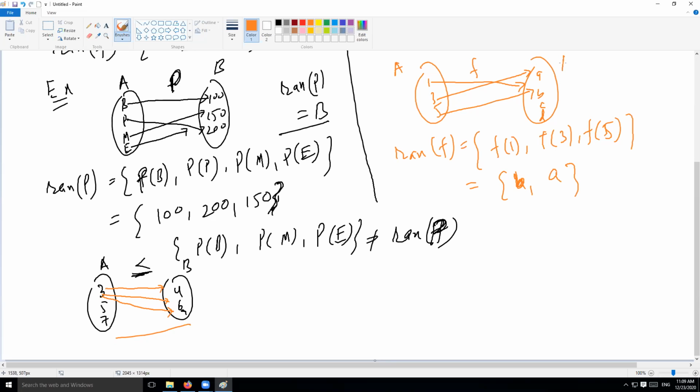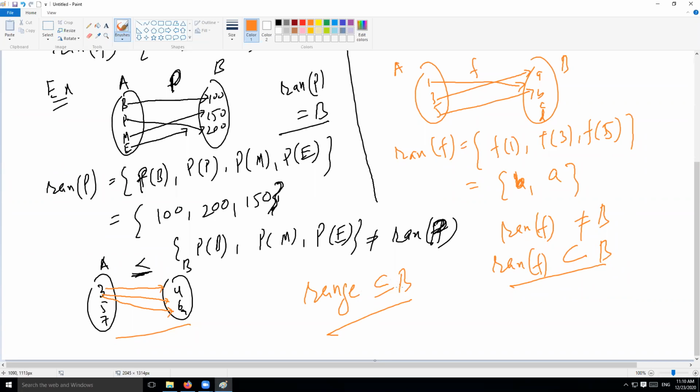But in this case, you can see the range is different from B. It's different from the codomain. In fact, the range is a proper subset of B. It's not equal to B, it's a proper subset of B. So in general, the range is going to be a subset of the codomain. It could be equal to the codomain, but it also could be equal to the domain. Okay, so that's one example.